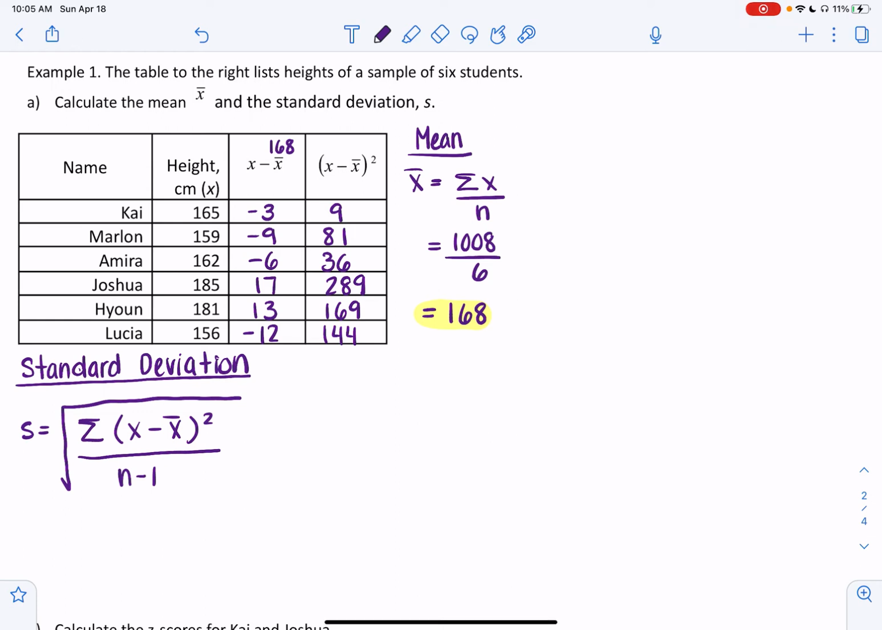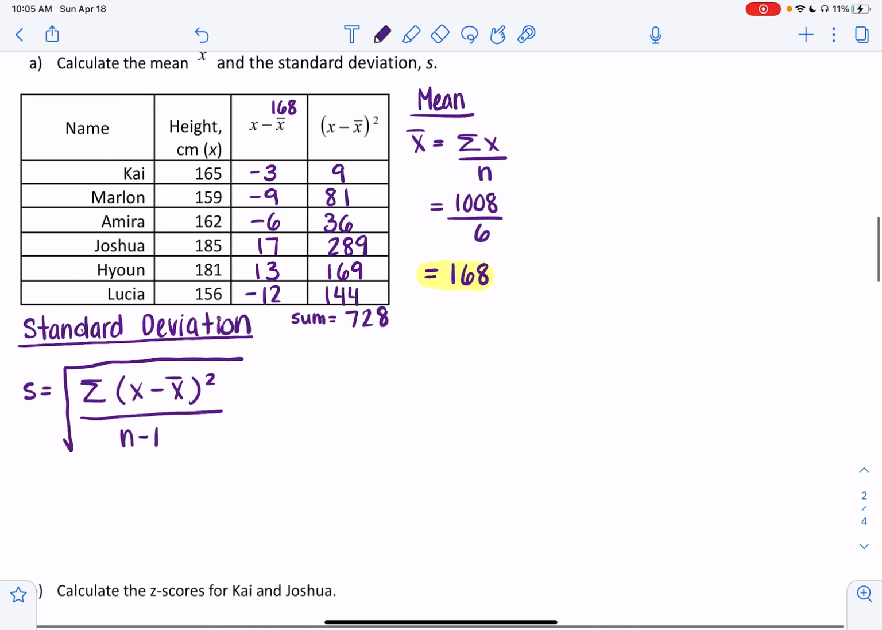Now, we want to work with this part. That means we sum up all of those values that we just found. So our sum here, if I add that last column there, 9 plus 81 plus 36 plus 289 plus 169 plus 144, I will get 728. So that value represents our numerator over here, so we can just put that into our equation.